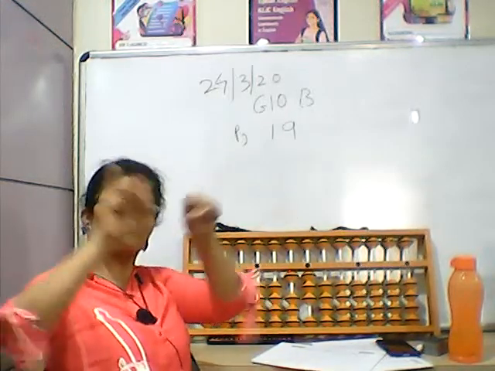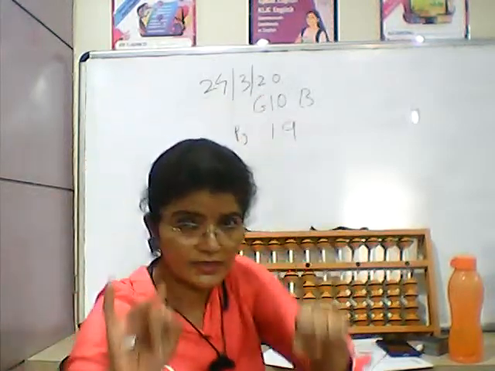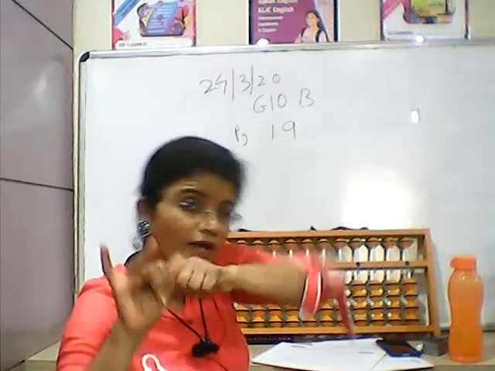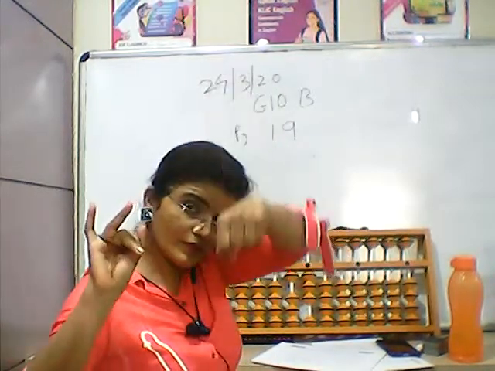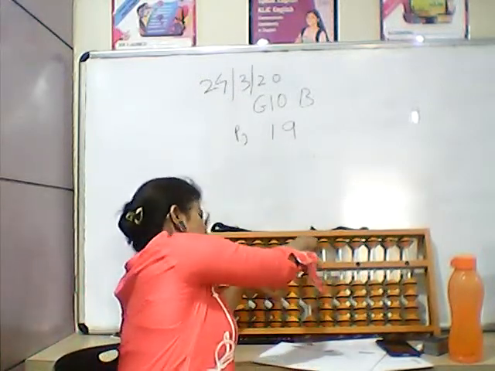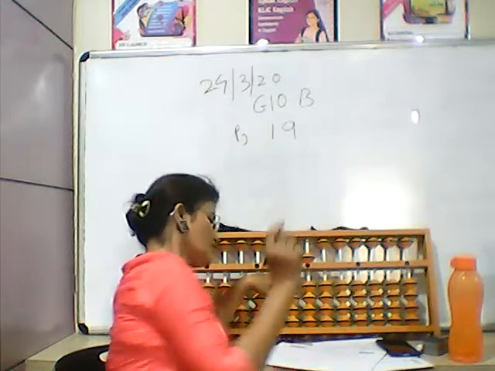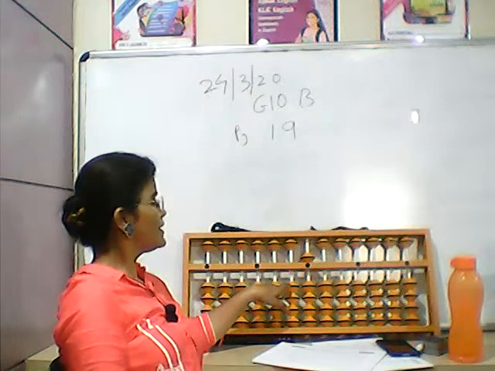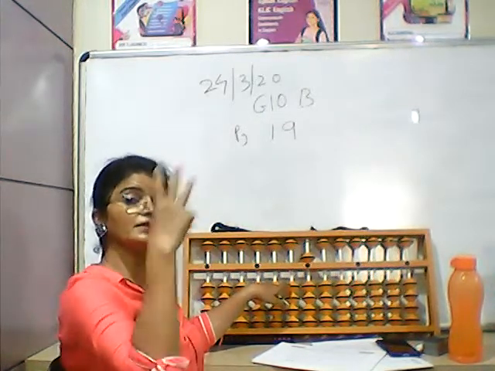So mix complement. Minus 10, plus 5, minus 3. 10 down, 5 down, 3 down. Answer is 5. Sum number 3.